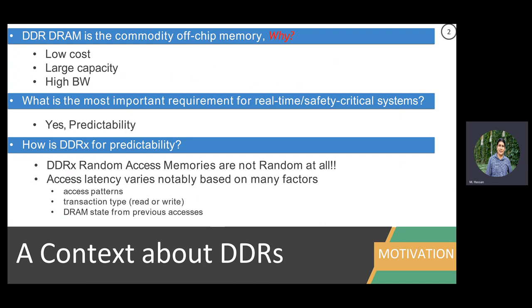But the question is, is it that simple? Can I bring in a DRAM and the system just works fine? Well, we have to assess it with regard to your system constraints, right? Does the DRAM meet the constraints of an embedded system? Meeting the constraints of a general purpose system does not entail that it will meet the constraints of an embedded system, right? So we need to assess it in terms of predictability.